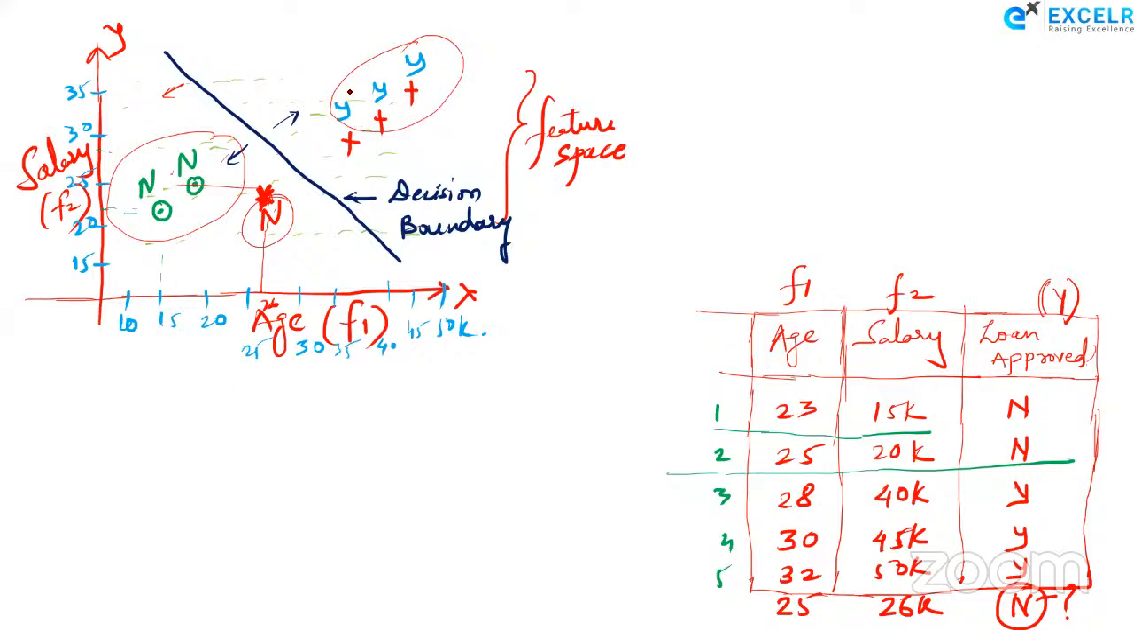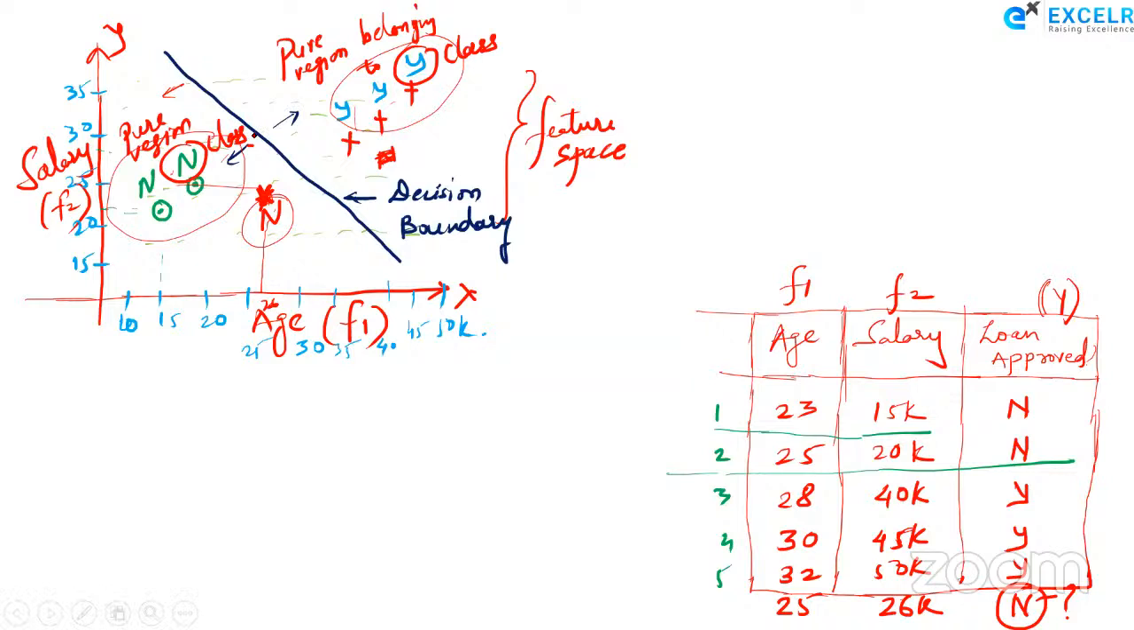Now, if you see here, there is no data point with an n label in this particular space, right? They're all y labels. This is called a pure region, belonging to the y class. And this is a pure region belonging to the no class.